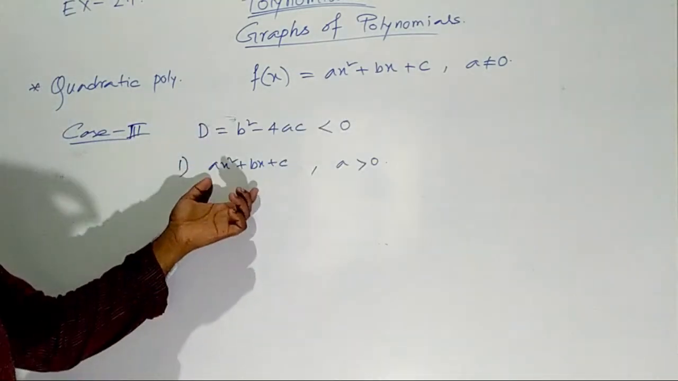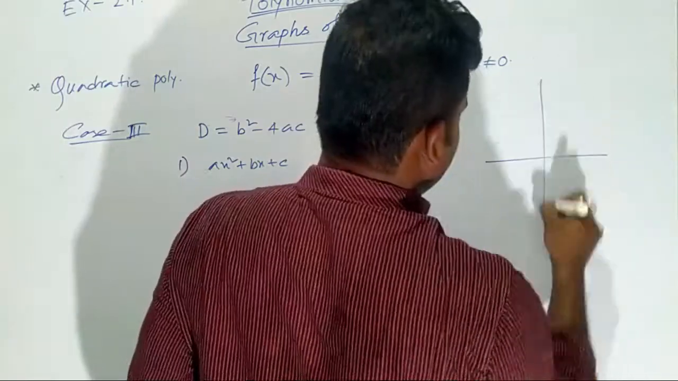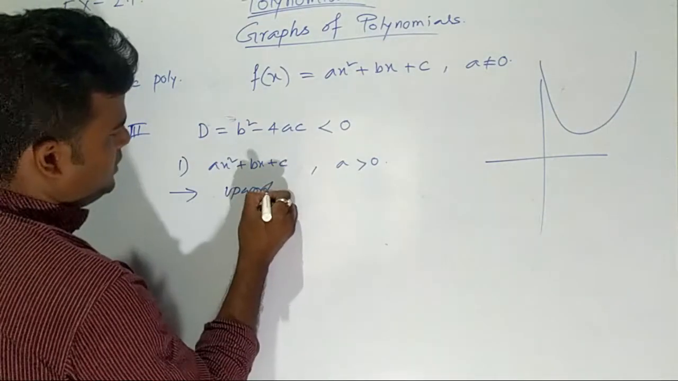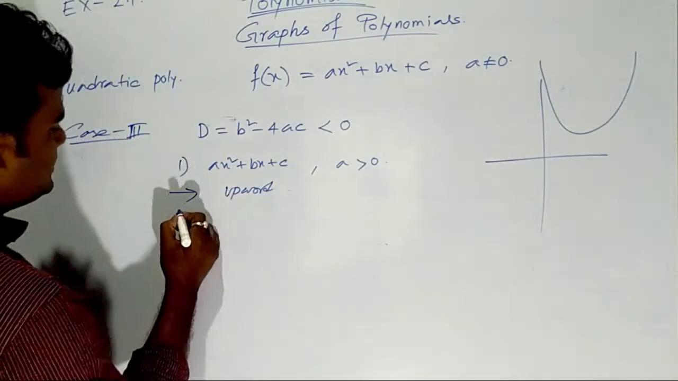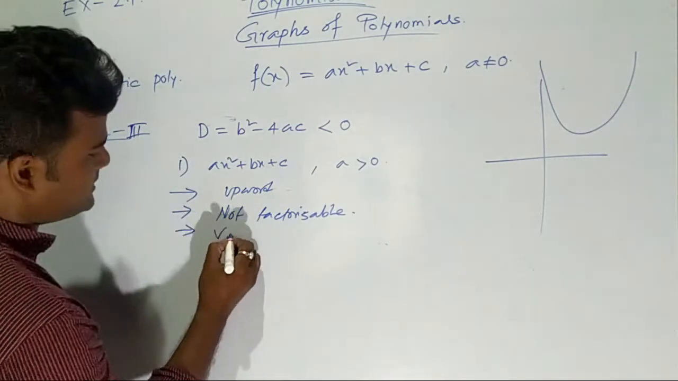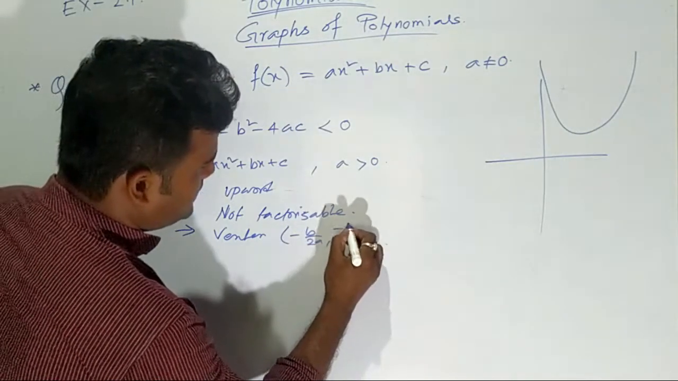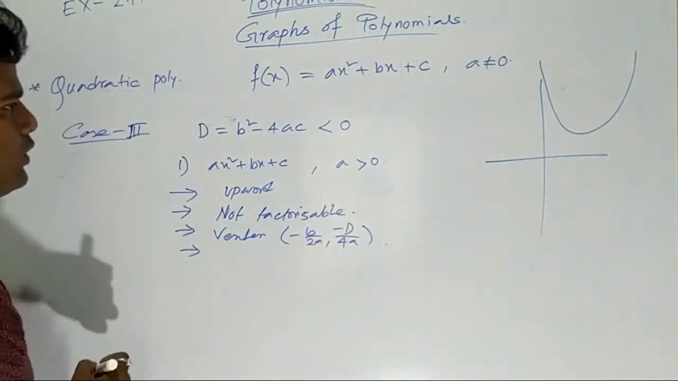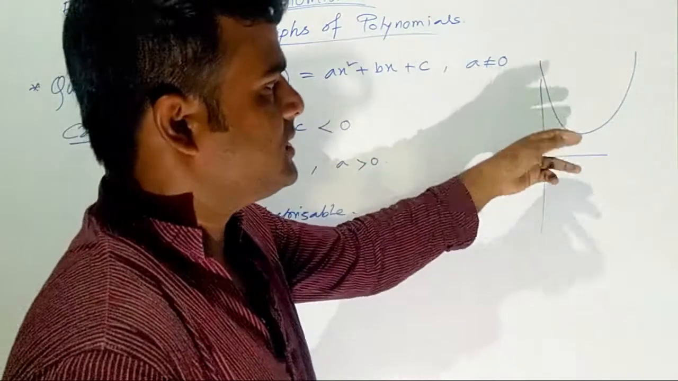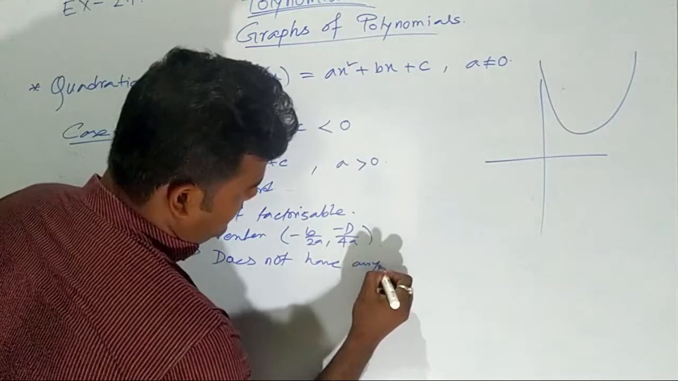For this type of polynomial, when D is less than 0 and a is greater than 0, then the graph will be an upward open parabola, and the polynomial is not factorizable. And number 3, the vertex will be the same, minus b by 2a comma minus D by 4a. And number 4, it has no real roots because the graph does not cut the x-axis, so it does not have any real roots, any real zeros.